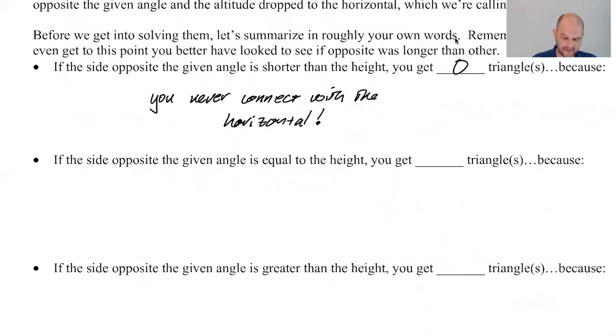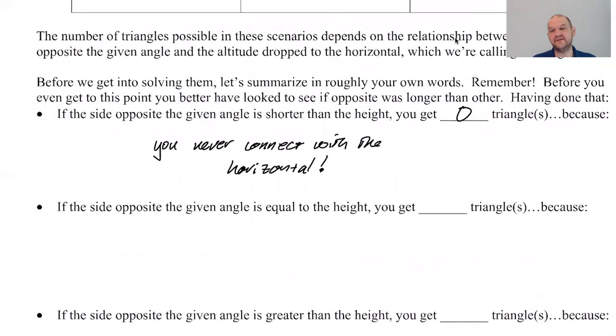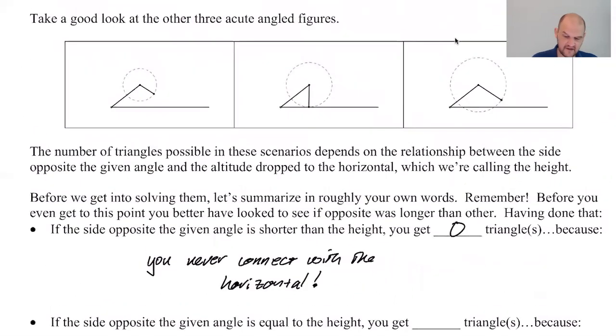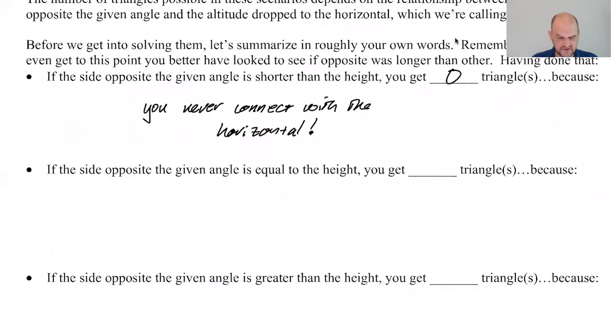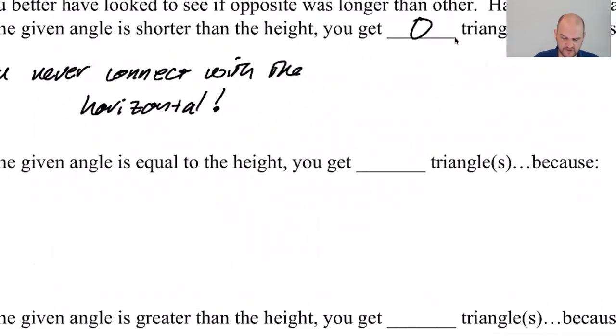So if the side opposite is exactly equal to the height, how is that going to happen? The height is equal to the sine of the angle times the other given side. Sines tend not to be rational, which means that the height tends to be an irrational number. How is it going to exactly equal the side opposite? I do not know. That just means you didn't notice something. But anyway, you get one triangle.